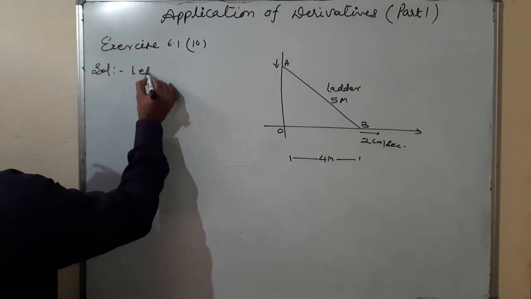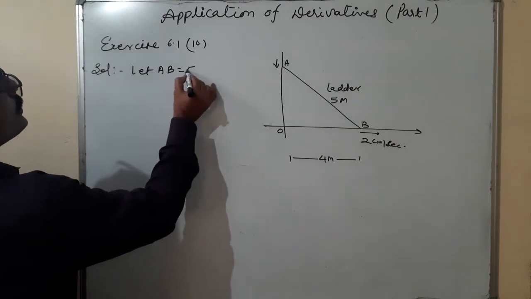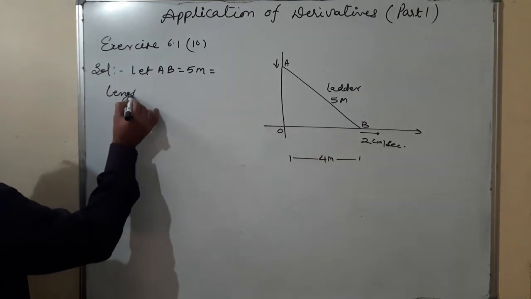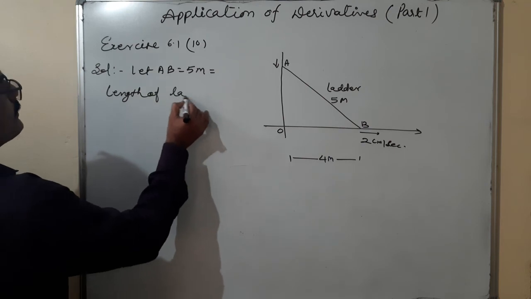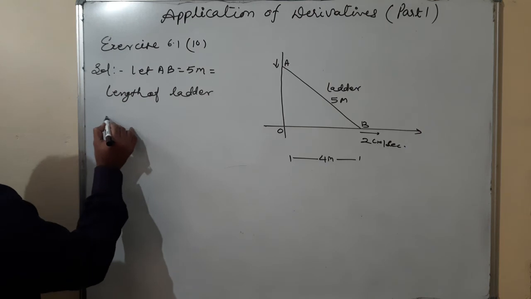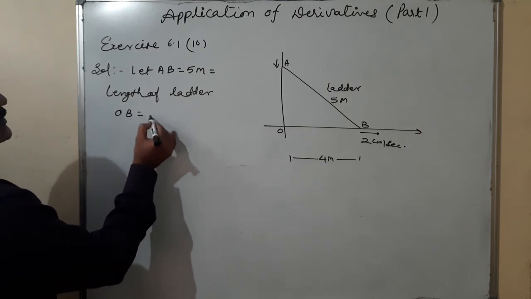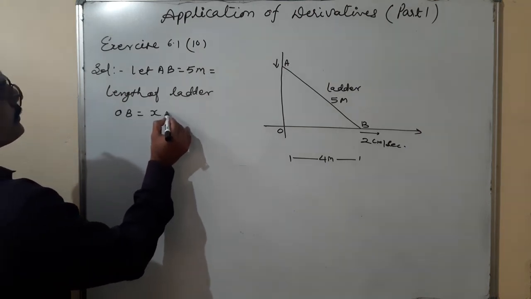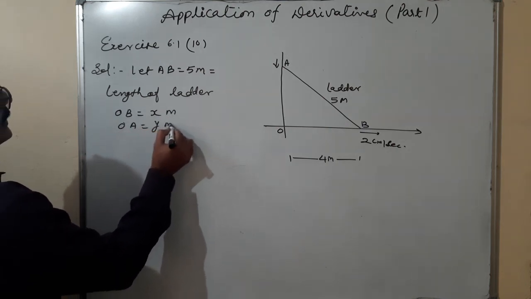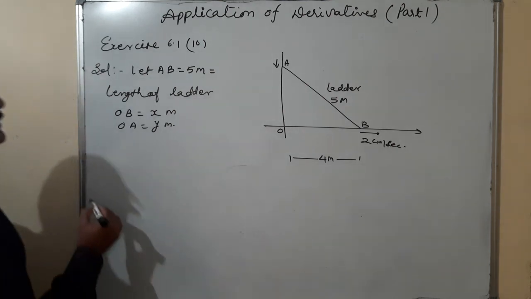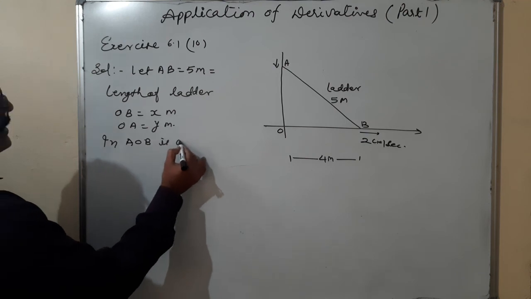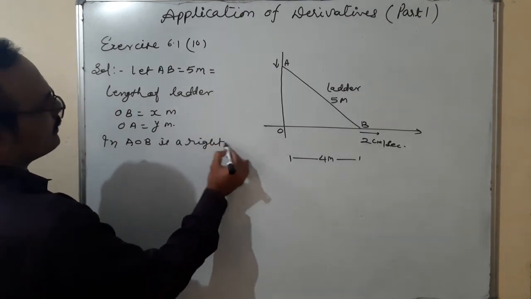Let AB equal 5 meter, the length of the ladder. And OB is equal to, suppose it is x meter. OA is equal to y meter. Got it? Triangle AOB is a right angle triangle. How is it?